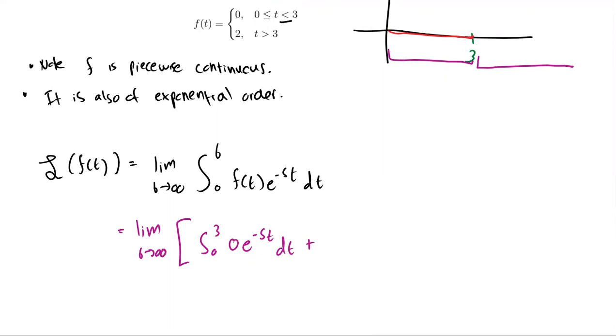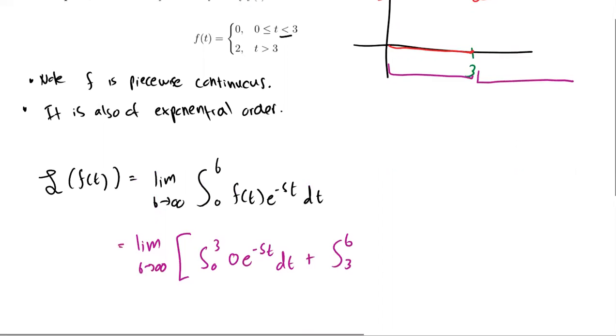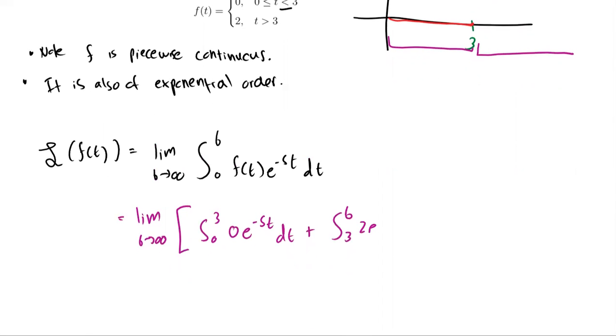plus, now we add the area bounded by the function on the interval 3 to infinity. So for us, it's going to be the integral from 3 to b. And the fact that we're taking this to infinity is accounted for by the limit. Of, okay, what's the function in this interval? On this interval, the function is 2. Then we always have the negative st dt.